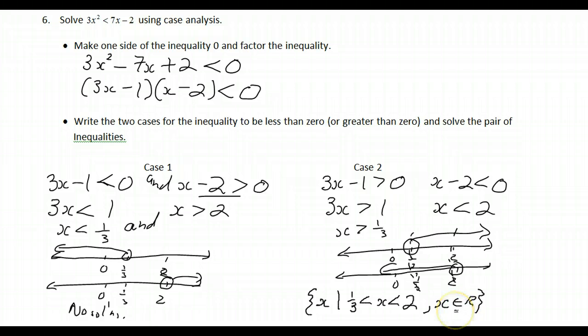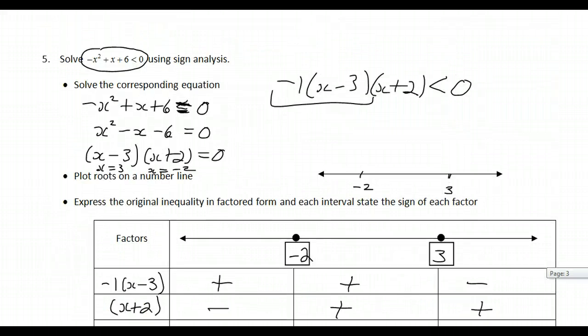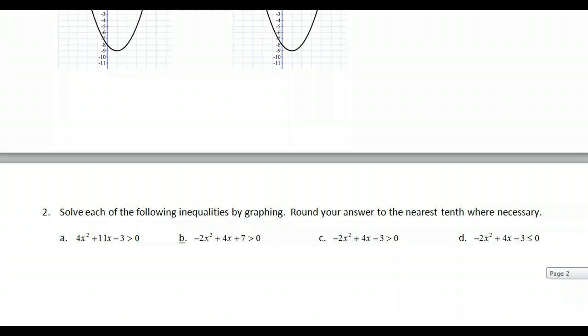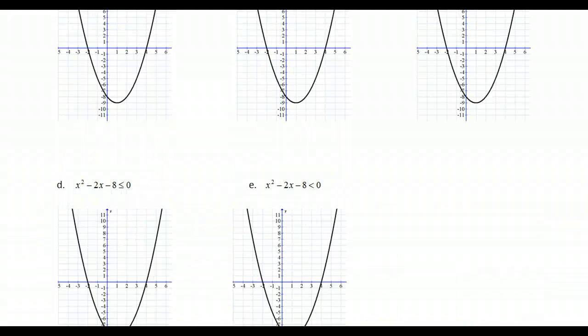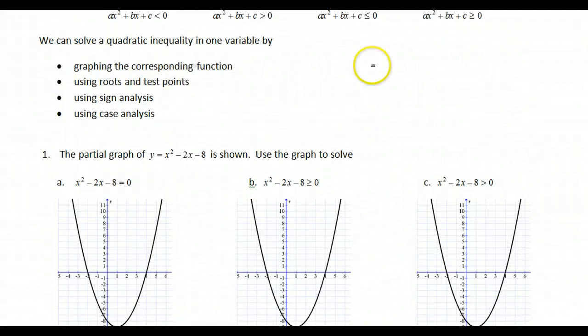And you'll be looking at being able to use all of the different methods to solve inequalities. And the questions in the book, which we're taking a couple of days to do, will ask you to try different methods. So just be familiar with the different methods, which again are: graphing the corresponding function, using roots and test points, using sign analysis, and using case analysis.